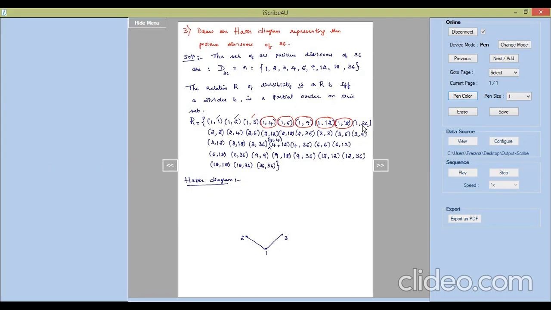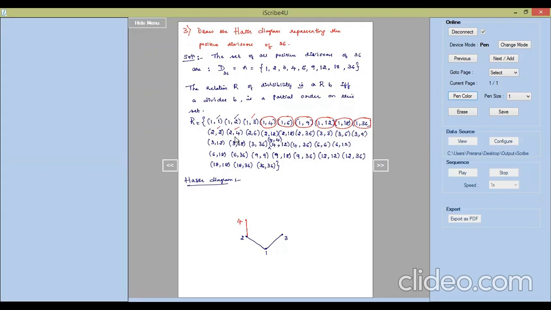1, 2, 2, 4, 4, 12, 12, 36, all those elements exist here, no? So all that will fetch me directly 1, 36. Okay. So now we will move on to the next element 2, 2. 2, 2 is a loop, will not be shown explicitly. Then we need to now draw 2 comma 4. So 2 to 4 I will draw an edge. Okay. So 2, 2 and 2, 4 are over.